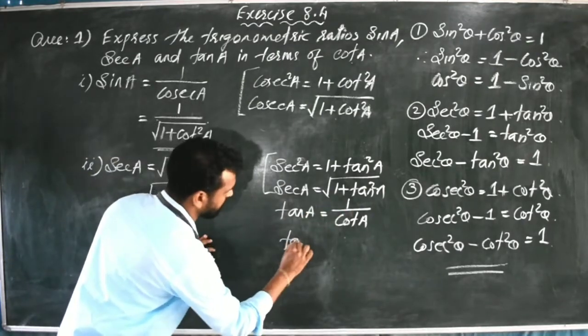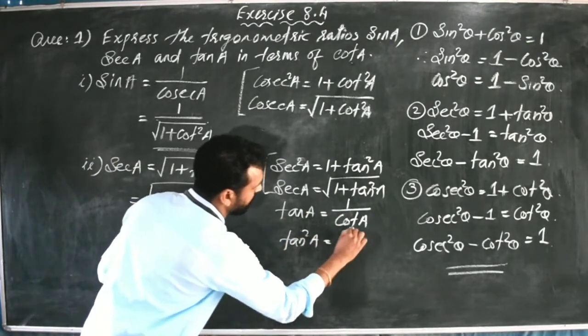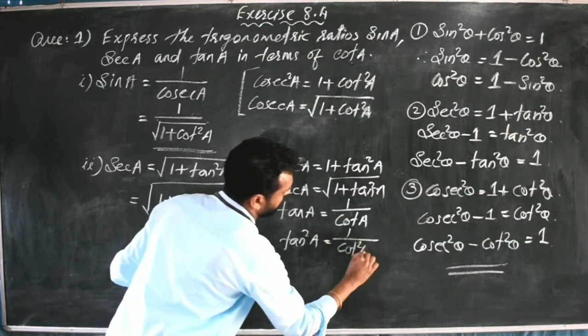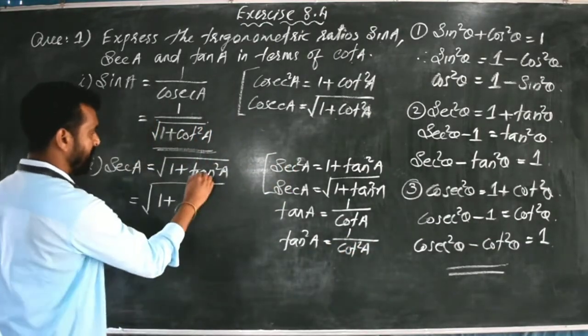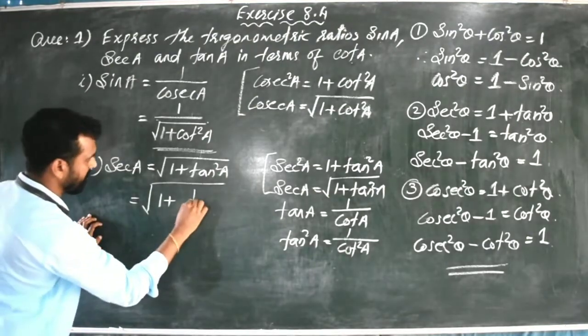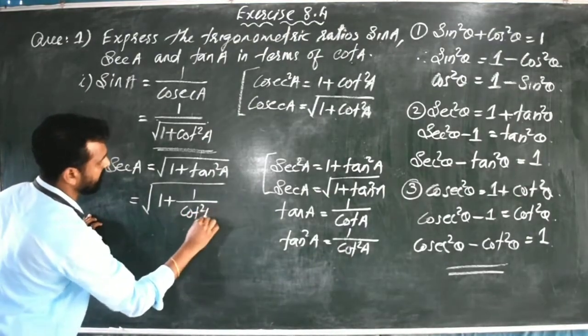Then tan square A is equal to, what will be the answer? Tan square A is equal to 1 divided by cot square A. So in place of tan square A we can write 1 divided by cot square A.